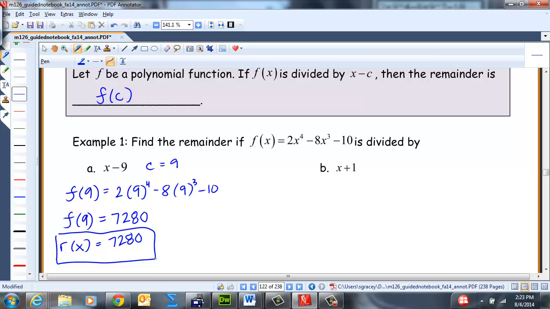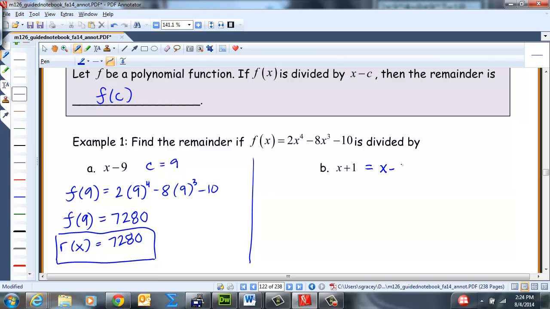All right, so why don't you try part B on your own and see how you do. Go ahead and pause the movie and give part B a try. Okay, let's see how you did.